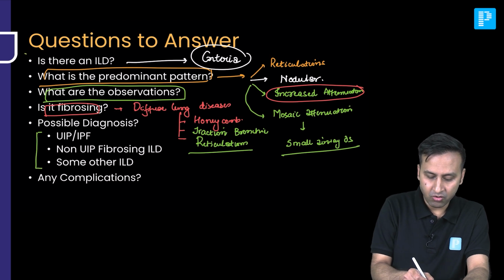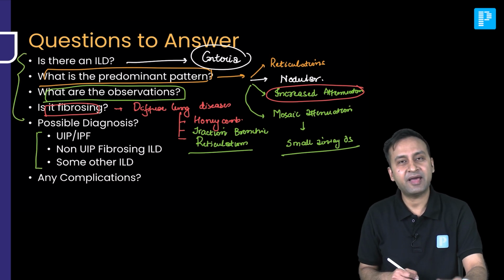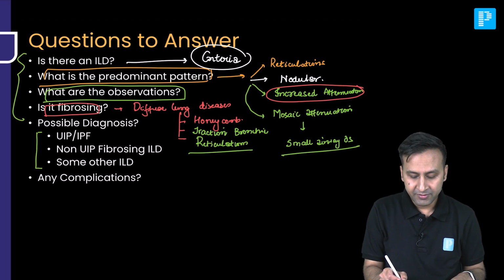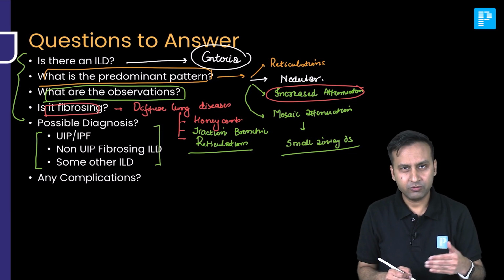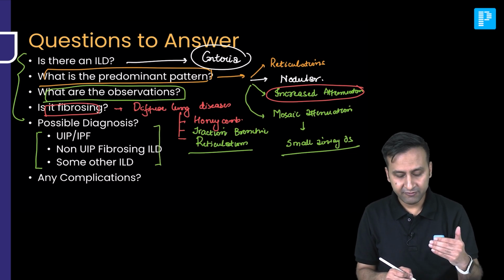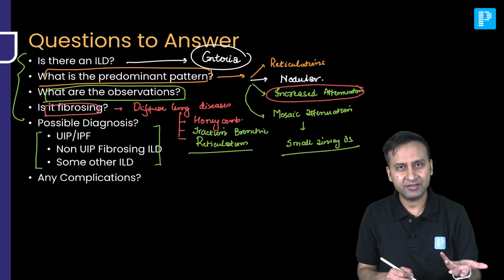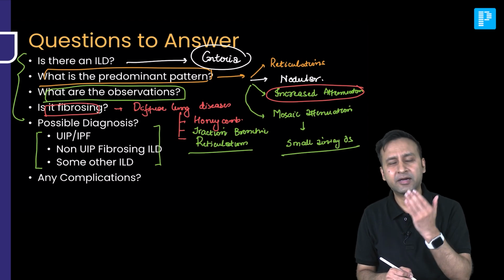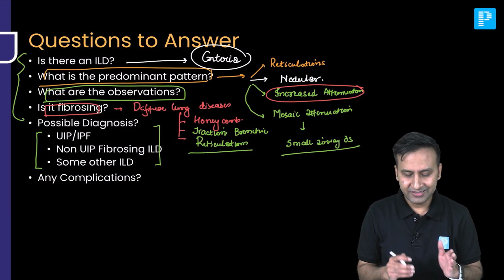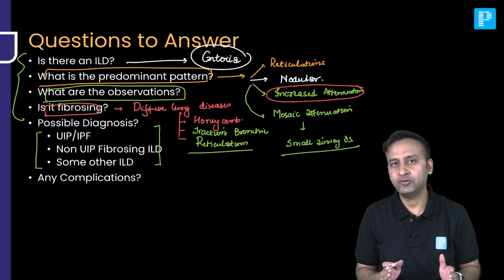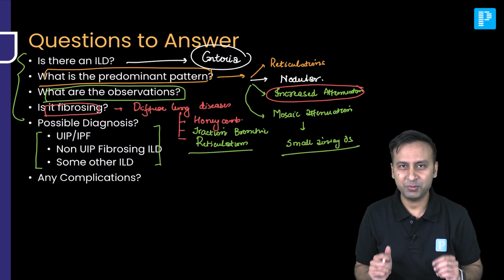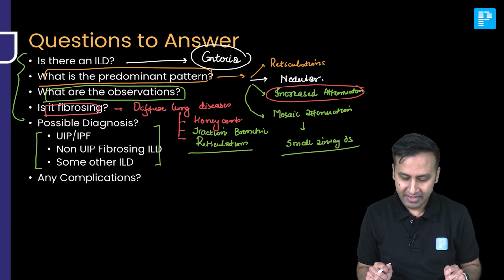If we can answer all these questions in a methodological manner till now, then obviously we can narrow down our differentials to one of those three patterns like UIP, IPF, non-UIP fibrosing ILDs, and some other ILDs which include NSIP, and again a bucket list. We'll be talking about that later on. These terms may seem very alienating to you, but trust me, after the entire discussion, it's going to be very easy to differentiate everything from everything else.